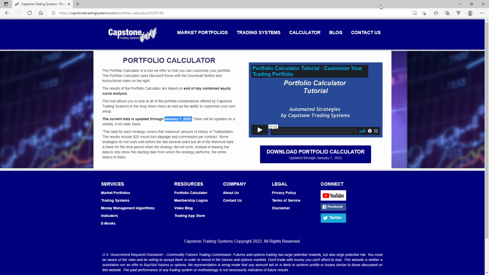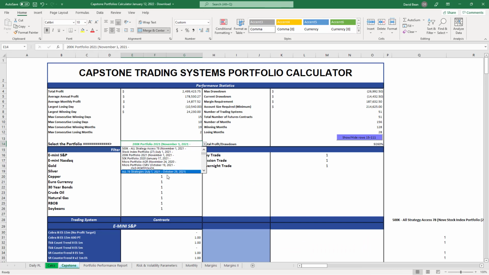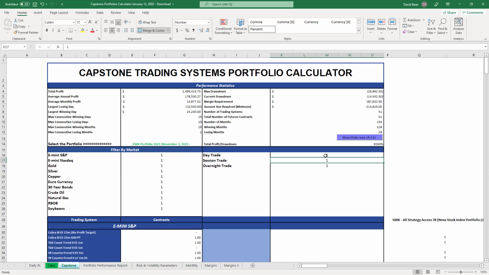Click on it. It is an Excel spreadsheet, and you can take a look at it yourself, and you can customize it, and you can see all the results, and you can check different setups in this portfolio drop-down selection criteria. You can see the historical portfolios as well. You can divide it up by market and by sessions if you would like.